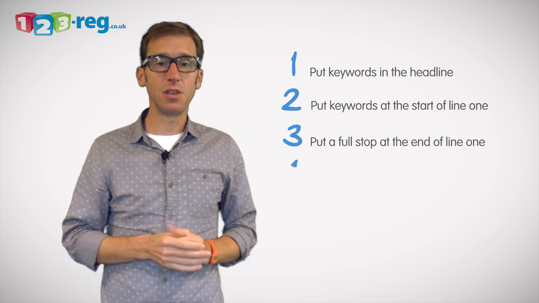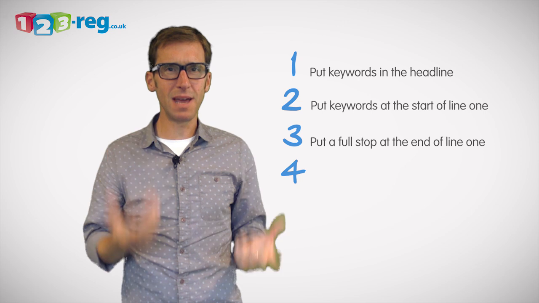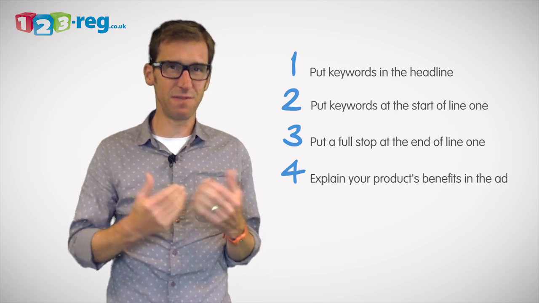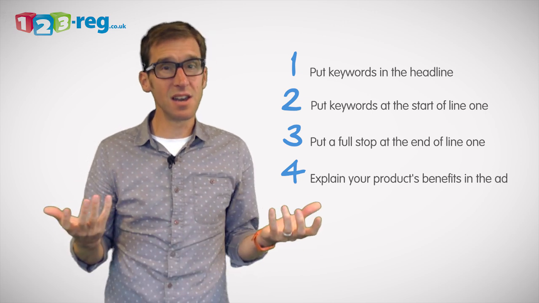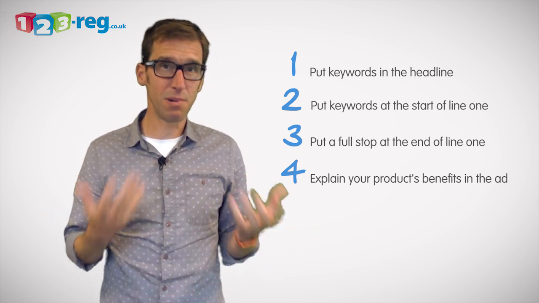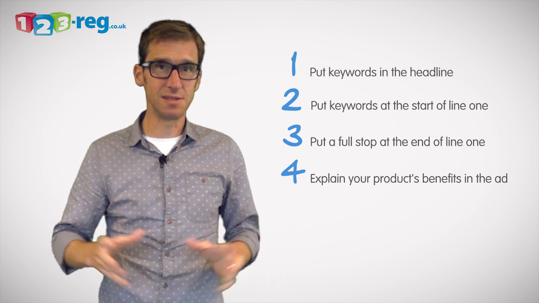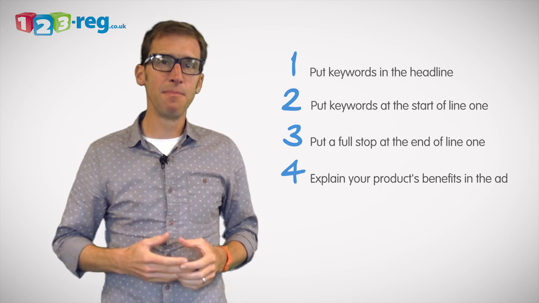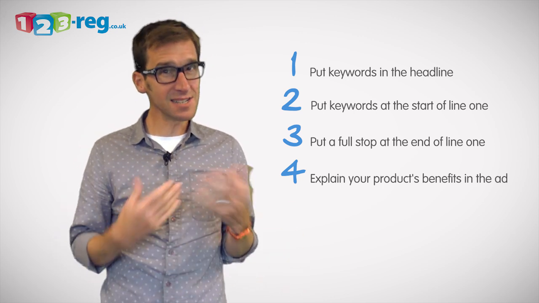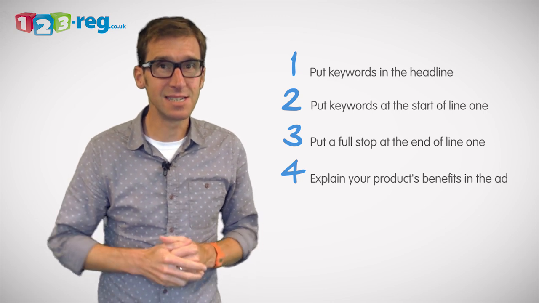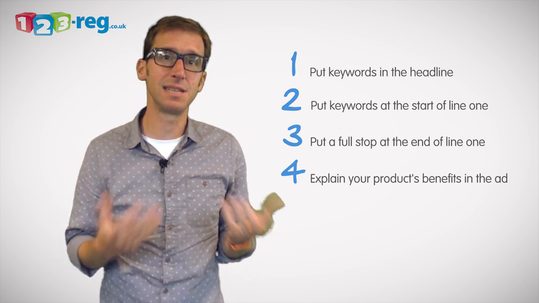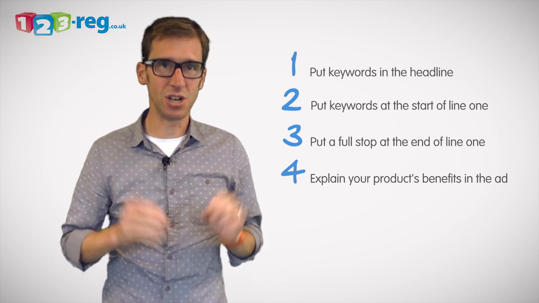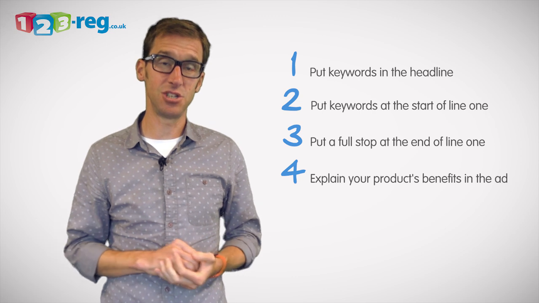So the fourth thing that you can do is make sure that you put the benefits of your product and service in your ad, and not just the features of what you do. An example of this might be the fact, if you're a plumber, that you are Corgi registered. Now, being Corgi registered is a feature of your plumbing service, but what's the benefit to the customer? Does that mean that the work is guaranteed? Does that mean that the customer has peace of mind? Make sure that you give them the benefits of that feature and not just the feature in isolation.